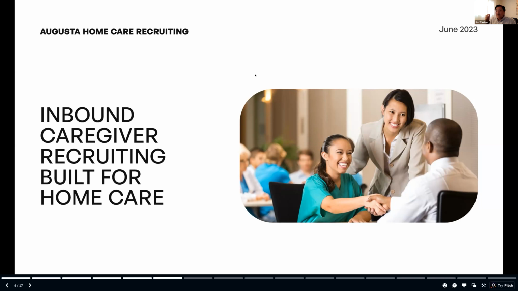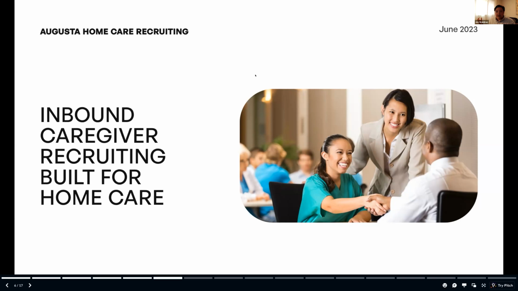So if you don't contact them within minutes, or if they don't have an appointment scheduled with you immediately, a lot of times you don't get a hold of them. That's the reason why the average home care agency today hires only between 1% and 5% of their applicants. So it means that you're getting a ton of applicants, but not able to hire them because either they're not the right type of applicant for your agency, or you're not getting to them fast enough.